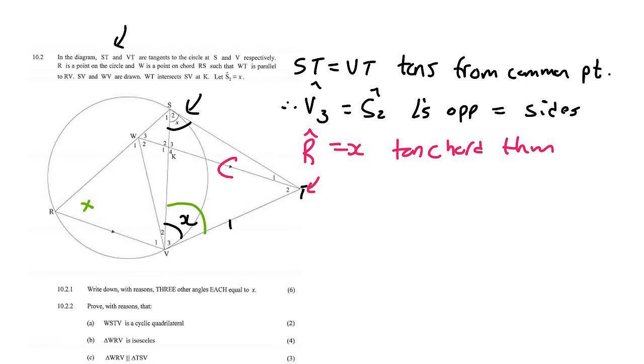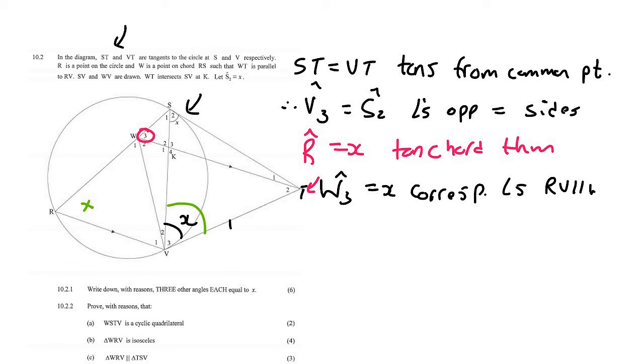But what we can do is realize that these two lines are parallel, so we can use corresponding angles with W3 and R. Can you see it? There's an F there. I'll quickly highlight it for you so you can see it. Can you see that? There we go. So this means that W3 is equal to x because of corresponding angles. So we say corresp angles, and that's because RV is parallel to WT.